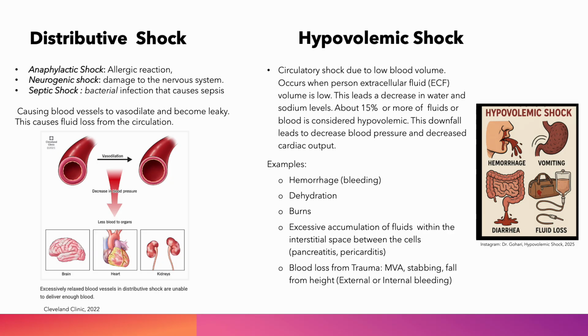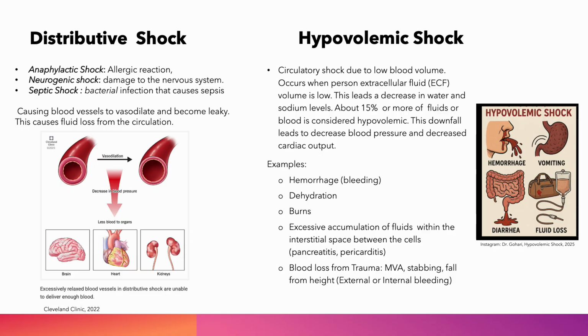Next up, we have distributive shock. There are different subcategories of distributive shock. We have anaphylactic shock, which is an allergic reaction. We have neurogenic shock, which is damage to the nervous system. And we also have septic shock, which is a bacterial infection that causes sepsis. This causes blood vessels to vasodilate and become leaky, and this causes fluid loss from the circulation.